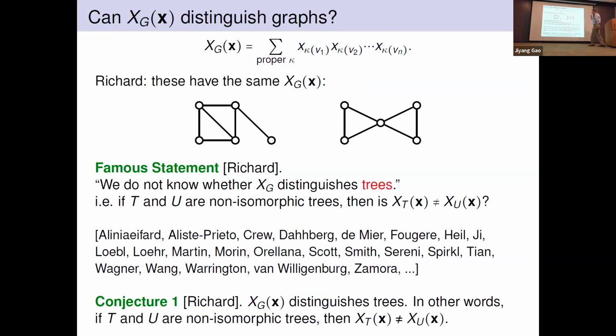Lots of people have done work on this. Okay, here's a sample of some of the names. And enough work has been done that we now call this Stanley's conjecture, that the chromatic symmetric function distinguishes trees. So distinguish means if T and U are non-isomorphic, they have different chromatic symmetric functions.